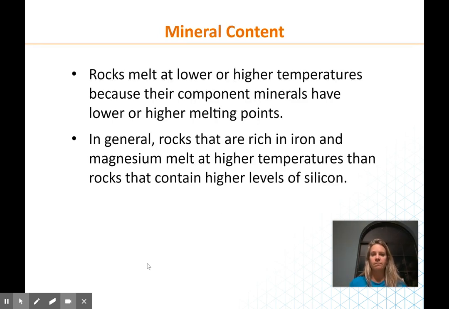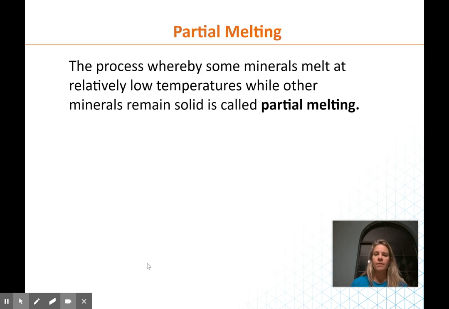All right, and they melt at higher or lower temperatures also because of what they're composed of. Like I mentioned, quartz has a lower melting temperature than olivine. So basically rocks that contain iron and magnesium melt at higher temperatures than rocks that contain more silica. The more silica they have, the lower the temperature tends to be. And we can also have partial melting in a rock. That means that part of the rock melts, part of the rock doesn't.